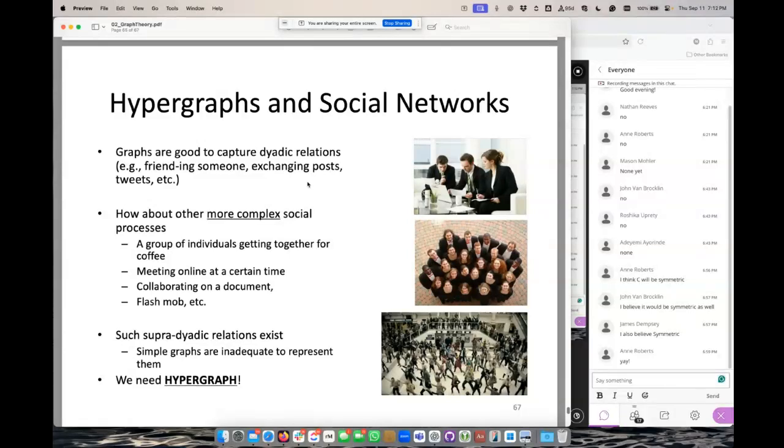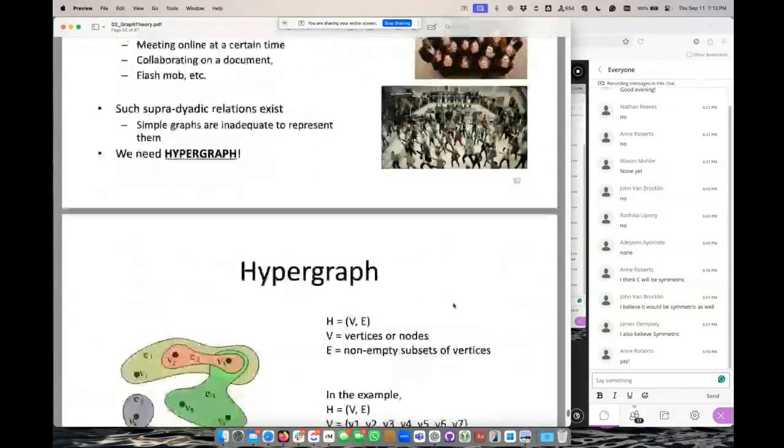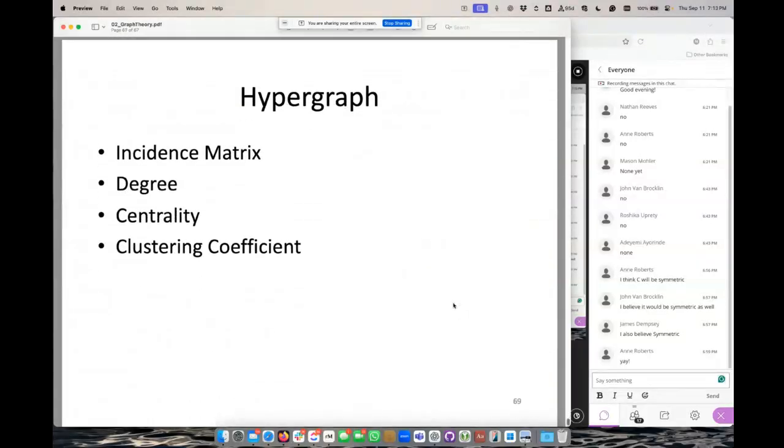But these concepts are now becoming widely popular in social computing. So if you are exploring your career or thinking about doing research in social computing, then these concepts will come in handy, right? Okay. All right.